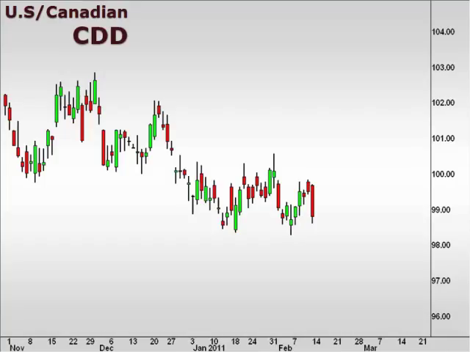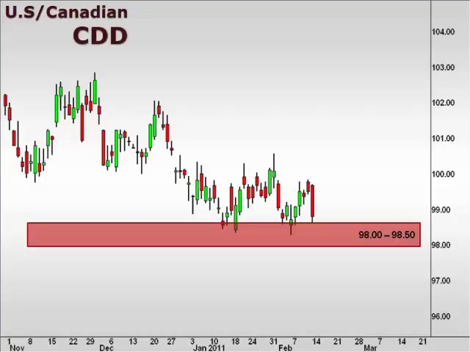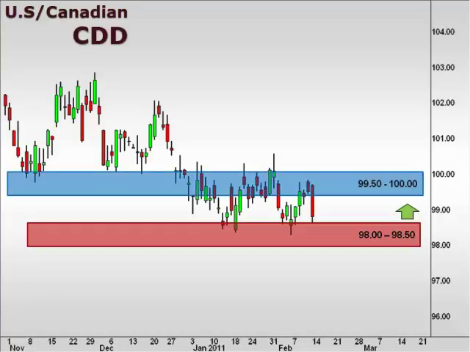Let's take a look at the CDD, the U.S. versus the Canadian dollar. The CDD attempted a rally last week, but closed Friday with a retest of support at this 98.5 focal zone. Now, a bounce here will likely meet with resistance back at the 99.5-100 focal zone. Failure to hold 98 will signal a continuation lower.